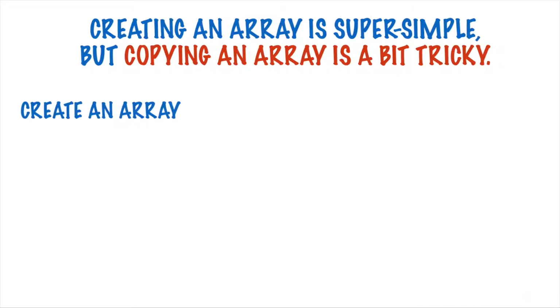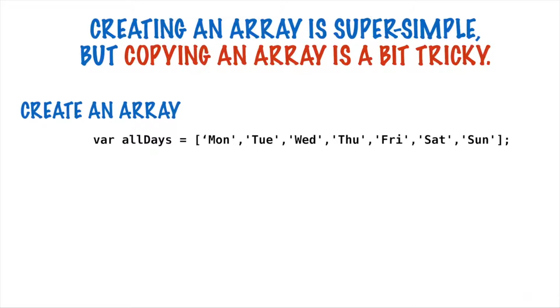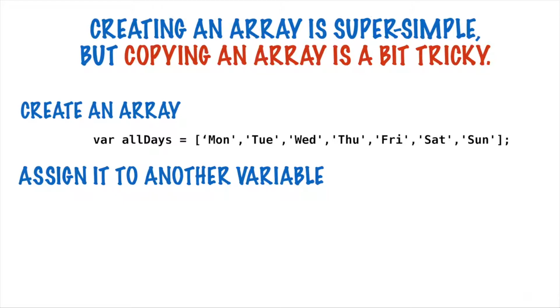So let's take this step by step and see how this works. The very first step involves creating an array. We've seen this before, it's straightforward. So we have a variable all days and we assign to it an array with the value of all the days of the week in square brackets separated by commas. The individual elements are separated by commas.